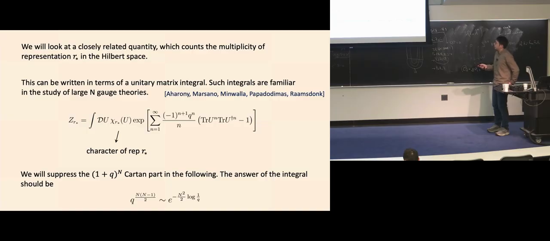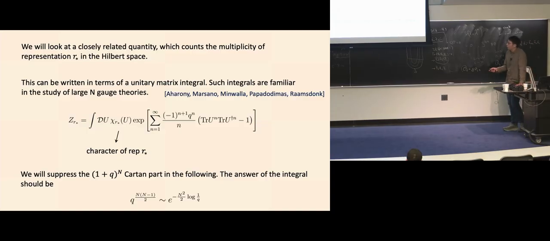So that is this part. And then, as the previous speaker also emphasized, there is an integral over U that projects us to the singlet state. But here, importantly, I'm not interested in the singlet state. I want to project to this representation R star. So that's why I inserted this character chi of R star, which is a function of the unitary matrix U. And then by doing this unitary integral, you compute the multiplicity of R star in the Hilbert space.